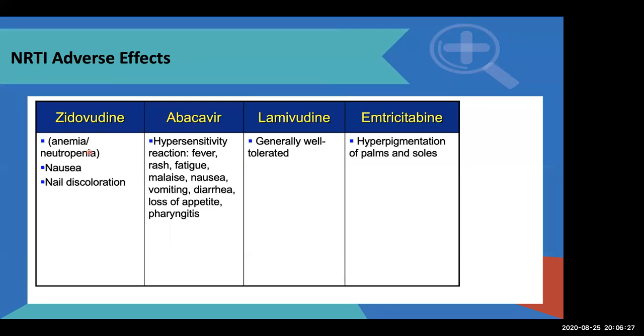So if you look at zidovudine, it might give you nail discoloration, nausea, but anemia is the commonest presenting side effect which we need to pay attention to. Abacavir does give a hypersensitivity reaction where patients can present with fever, rash, fatigue, and these are generally non-specific. So it's more of a side effect that you suspect. And as soon as you suspect that side effect, you would probably act on it and take it from there. Lamivudine is one of our best or well-tolerated drugs, with a very minimal side effect profile, together with emtricitabine. Though with emtricitabine, you might sometimes get hyperpigmentation of the palms and soles.